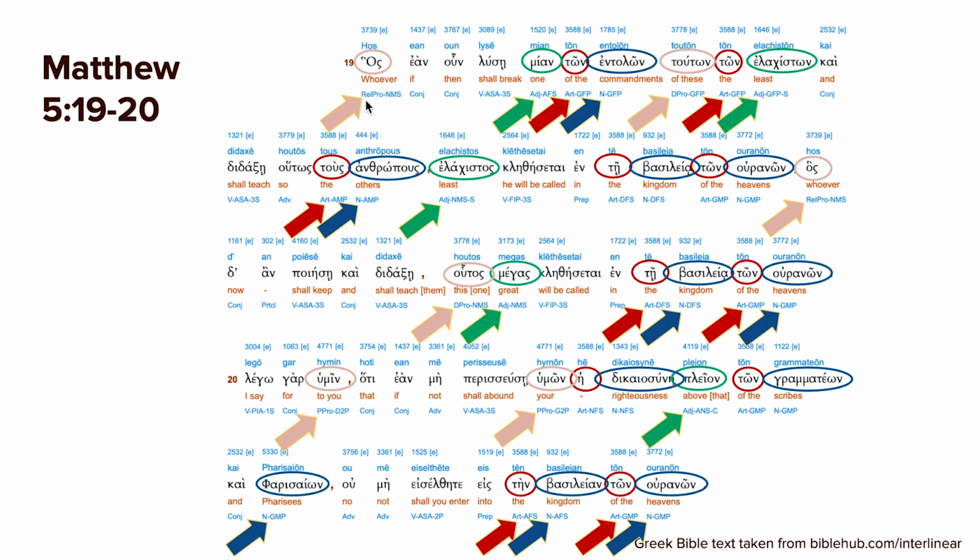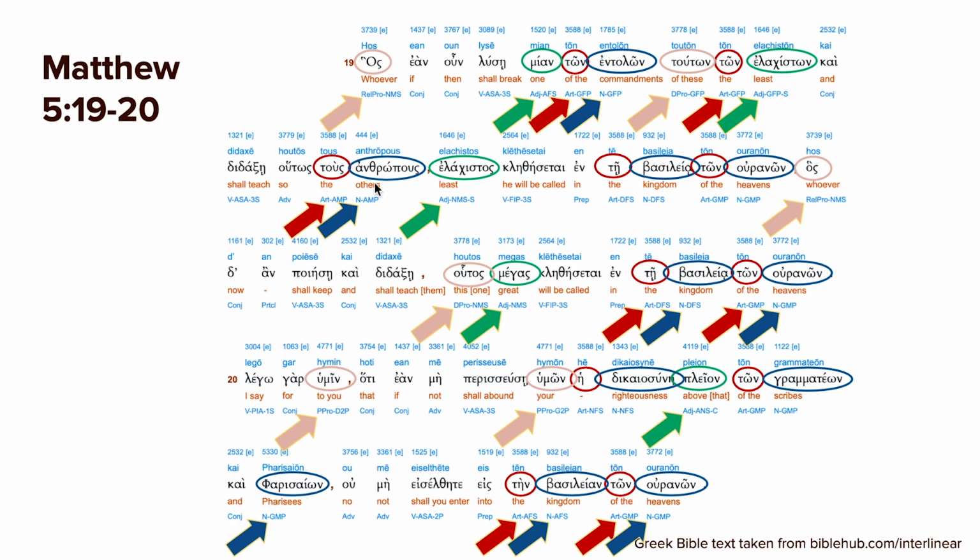All right, really quick now, don't want to go too long. Whoever, this is a relative pronoun, nominative masculine singular. We'll talk about that in the future. One of the commandments, remember we have mia for feminine. So mian is the accusative. Of the commandments is genitive plural. Ton elachiston, of the least. Here we have an adjective used as a noun. That's called a substantive use because it has substance more than just a description. All right, of the least.